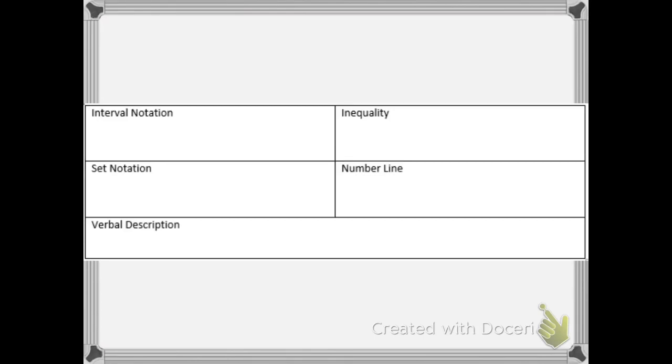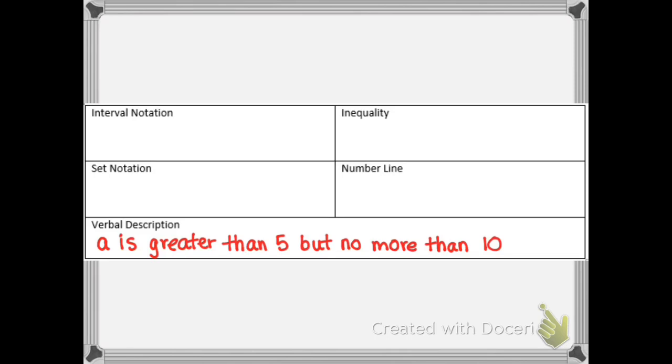Okay, so let's try this one. A is greater than 5, but no more than 10. A is greater than 5, but it's no more than 10. So the 5 and the 10 are surely going to be important in this problem.